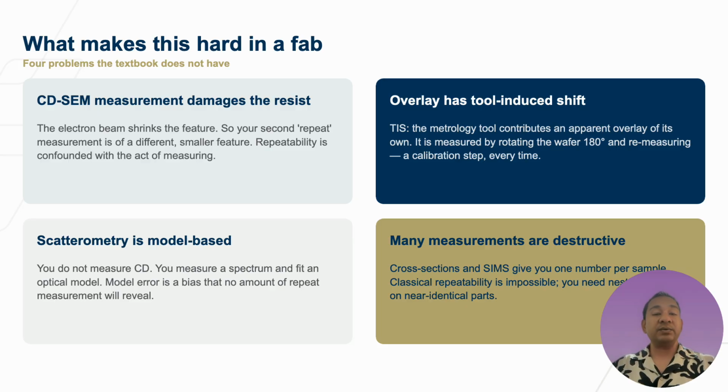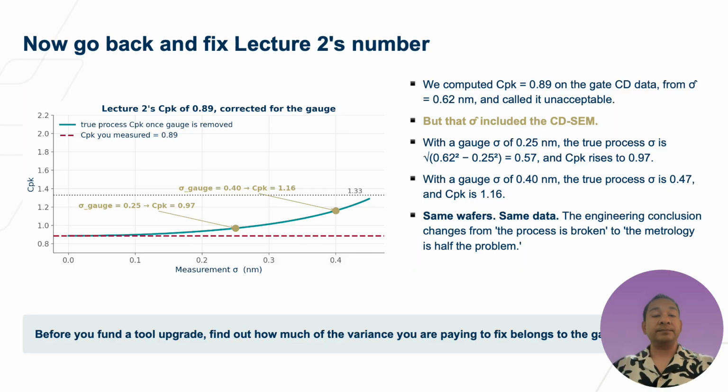Scatterometry is model-based. You do not measure CD, you measure an optical spectrum and fit a model of the grating. Model error is a bias, and no amount of repeat measurements will reveal it, because every repeat uses the same wrong model. And many measurements are destructive. Cross-sectional SEM gives one number per sample, so classical repeatability is impossible. You substitute near-identical parts, adjacent die, sibling wafers, and then you must argue that part-to-part similarity is good enough to stand in for a repeat. State that assumption when you report that number.